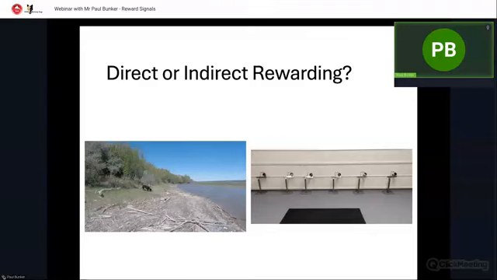Now this opens up 2 questions. Do I use direct reward or do I use indirect reward? Well, I use both. All the dogs that we train are taught both direct and indirect reward. And I'll talk about what they are now. So the first video, this is direct reward. And what direct reward means is I am rewarding at the source. I'm rewarding wherever the behavior occurred.